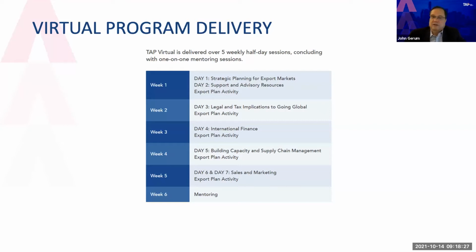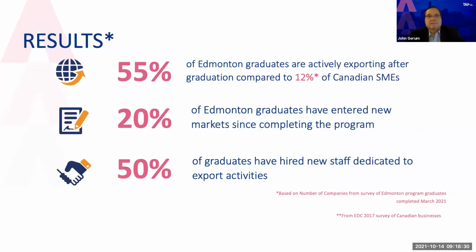So what are the results of the program so far in Edmonton? 55% of Edmonton graduates are actively exporting compared to 12% of Canadian SMEs. That's a really important metric because, as Peter was saying, we're a trading nation and we need to improve our export capacity and results. 20% of Edmonton graduates have entered new markets since completing the program, and 50% of graduates have hired new staff dedicated to export activities. These are jobs with an average salary of $60,000 a year.